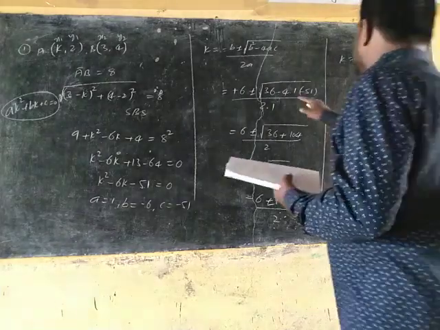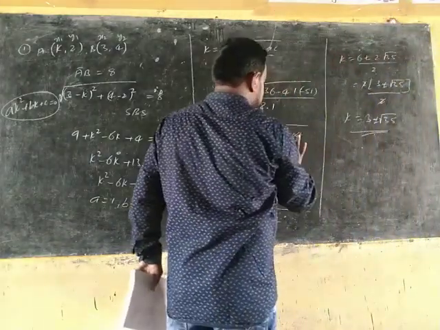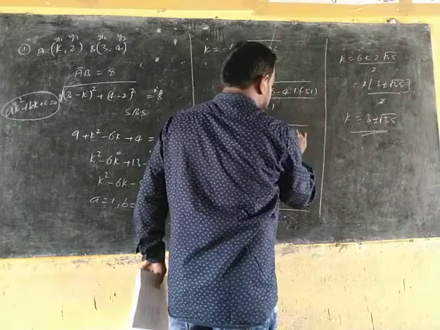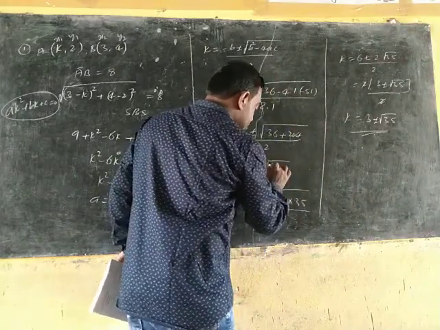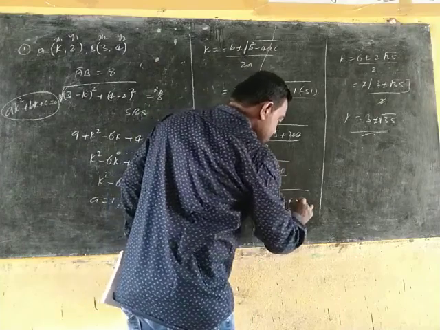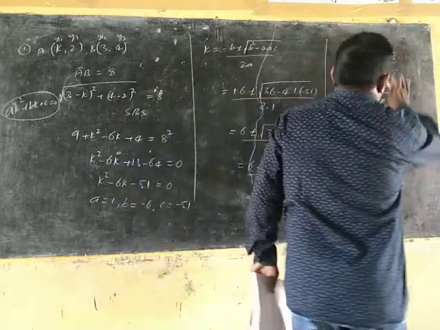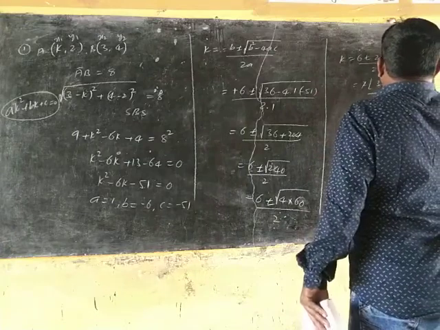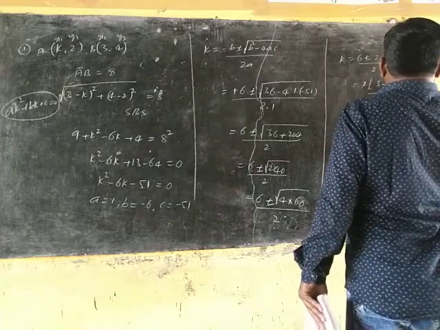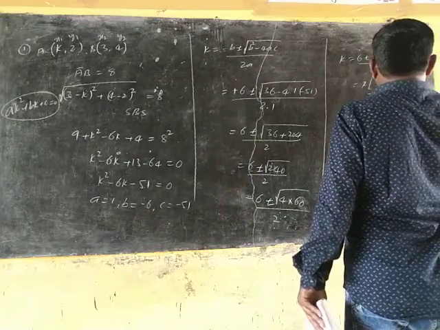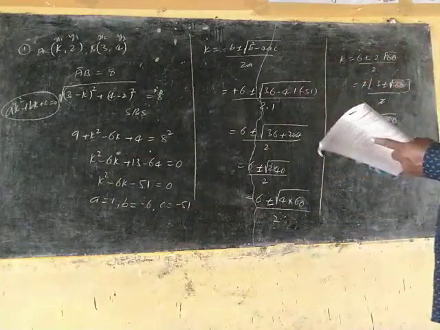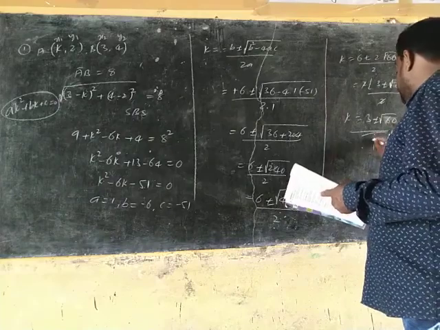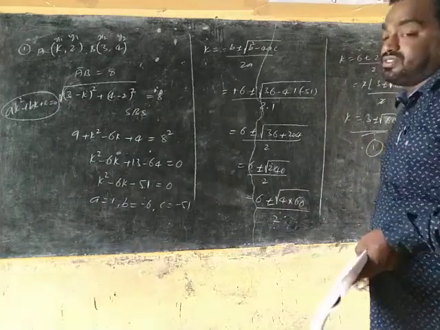Here you said 4 into 51. No, this is 204, not 104. And 204 plus 36 is 240, which means 4 into 60. So this is 60. So 3 plus or minus square root of 60 is our answer. Option 1 is the correct answer for this question.